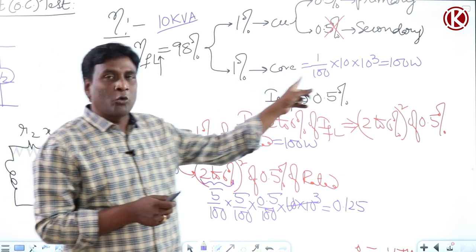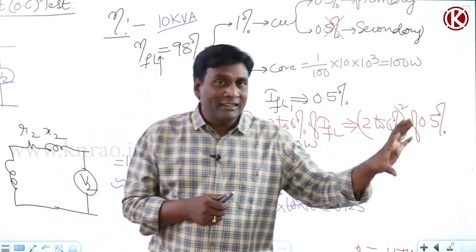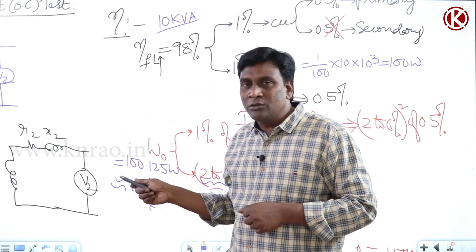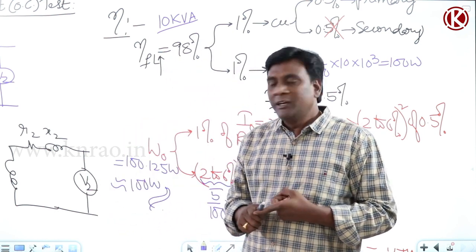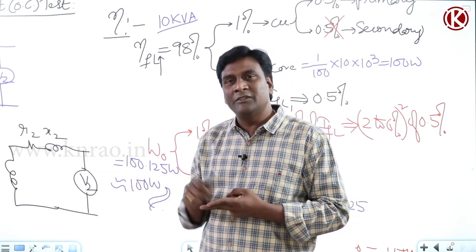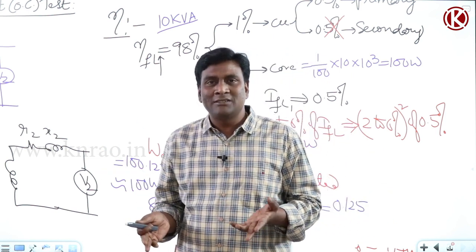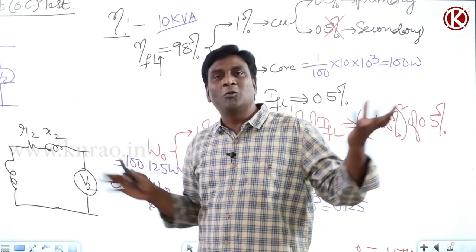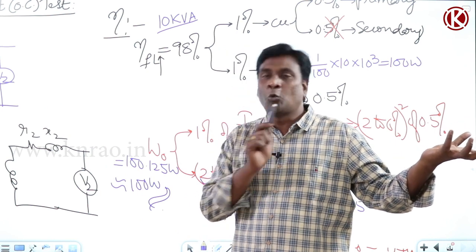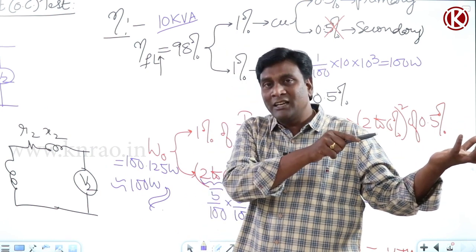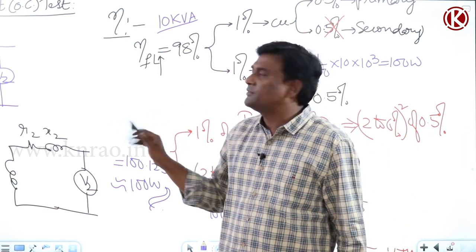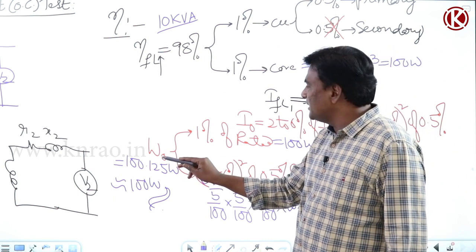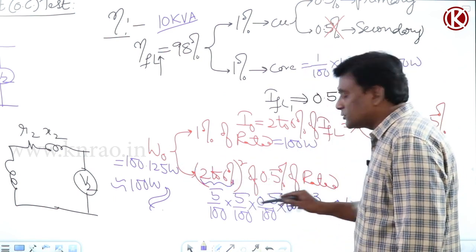Now, if you think of core loss, in a practical transformer core loss is 1%. In OC test conditions also, you are supplying rated voltage and rated frequency. So obviously we can say that whatever core loss happens in OC test conditions is exactly equal to the practical transformer core loss, because here also it is rated voltage and rated frequency. So my wattmeter has to record the core loss component and also the copper loss component.